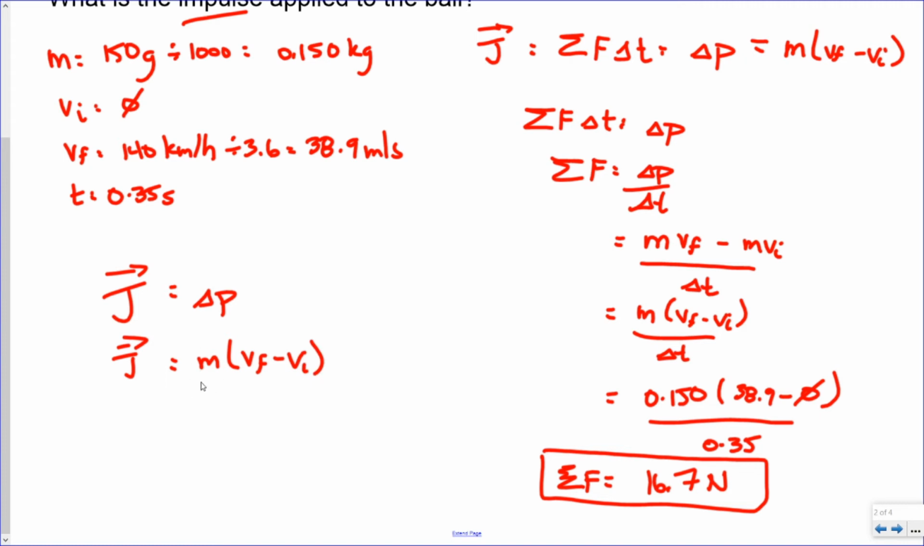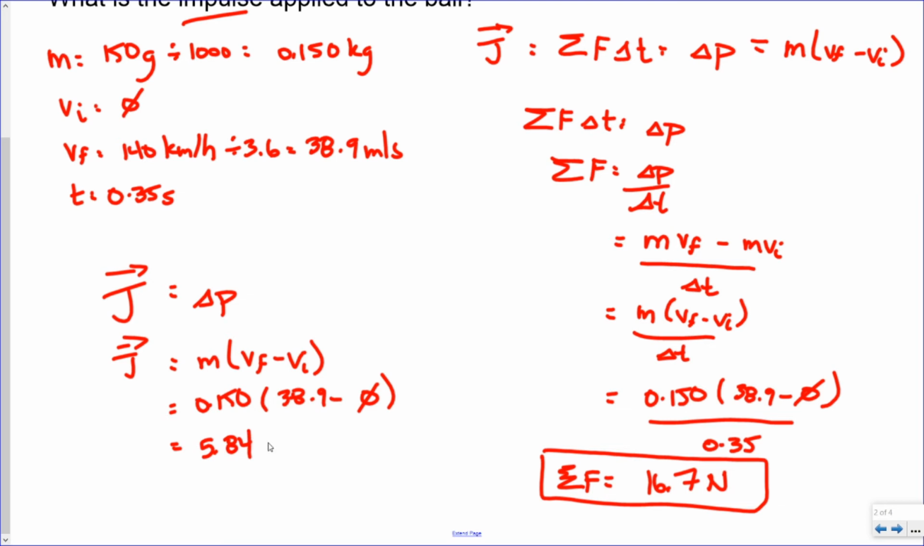If the mass changed, you would have to do mf times Vf minus mi times Vi. But in this case, the mass of the tennis ball stays the same throughout, so we can just use m here. So we know the mass is 0.150. Final velocity was 38.9, subtract initial velocity of 0. And if you take a look, this is actually the numerator from over here, which makes sense. And this gives us 5.84.